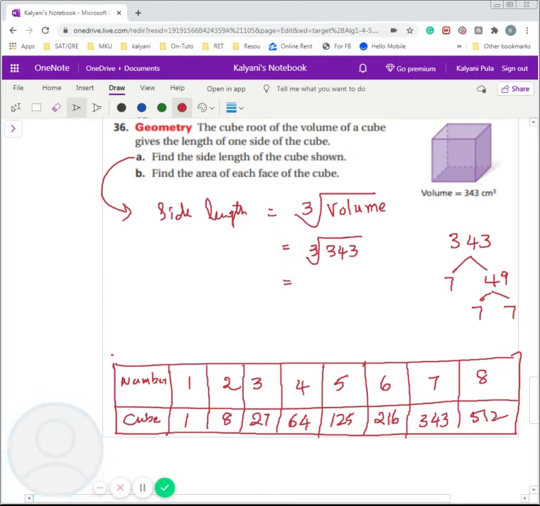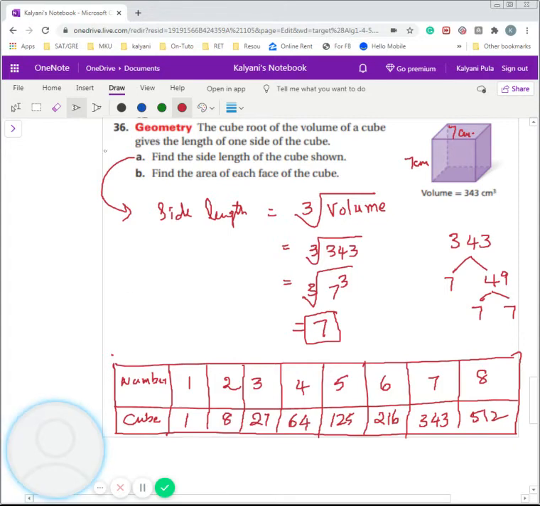But if I don't remember this table, it's hard to find the factors for them. But if I know 343 is the cube root of 7 cube, that makes it easier for you. Okay, that's 7. 7 is one side of the cube, so 7 centimeters. But that's for the first one.